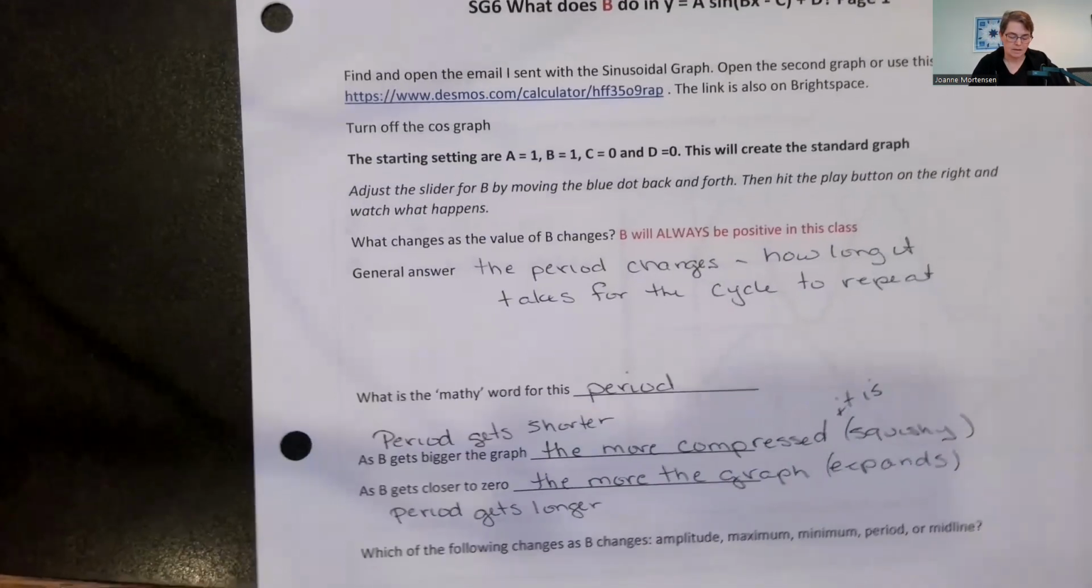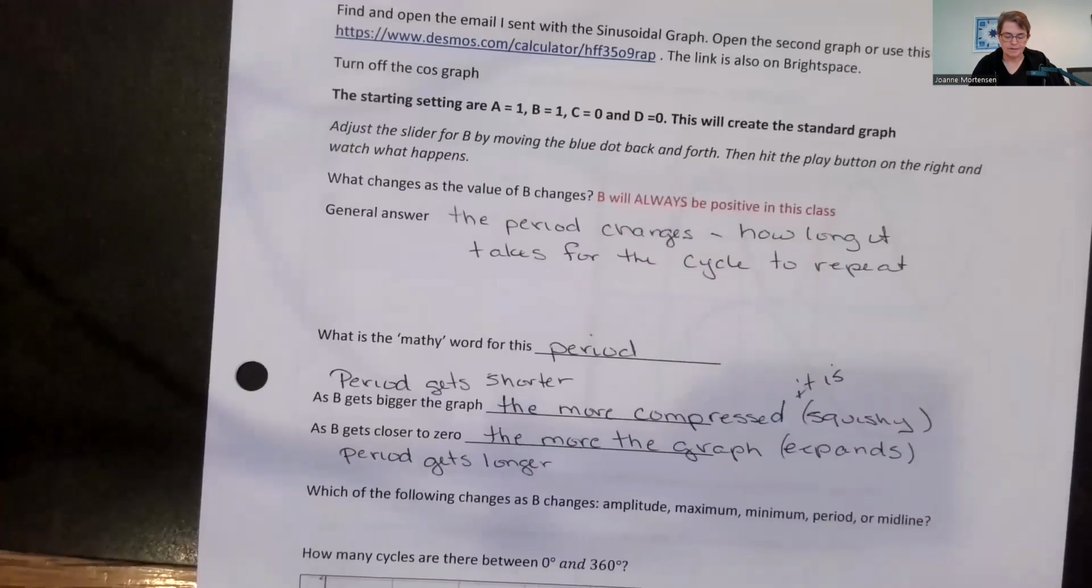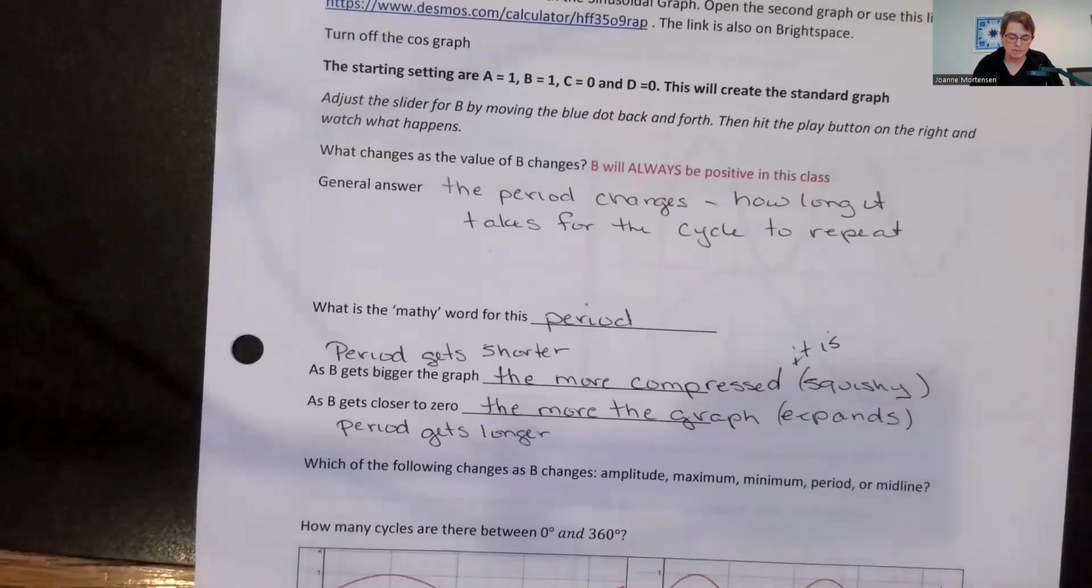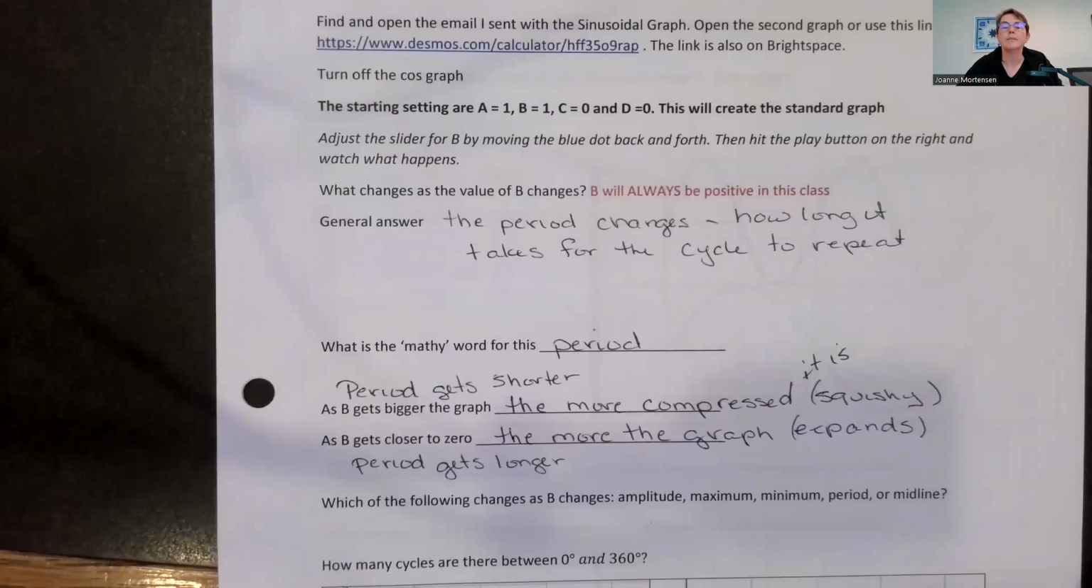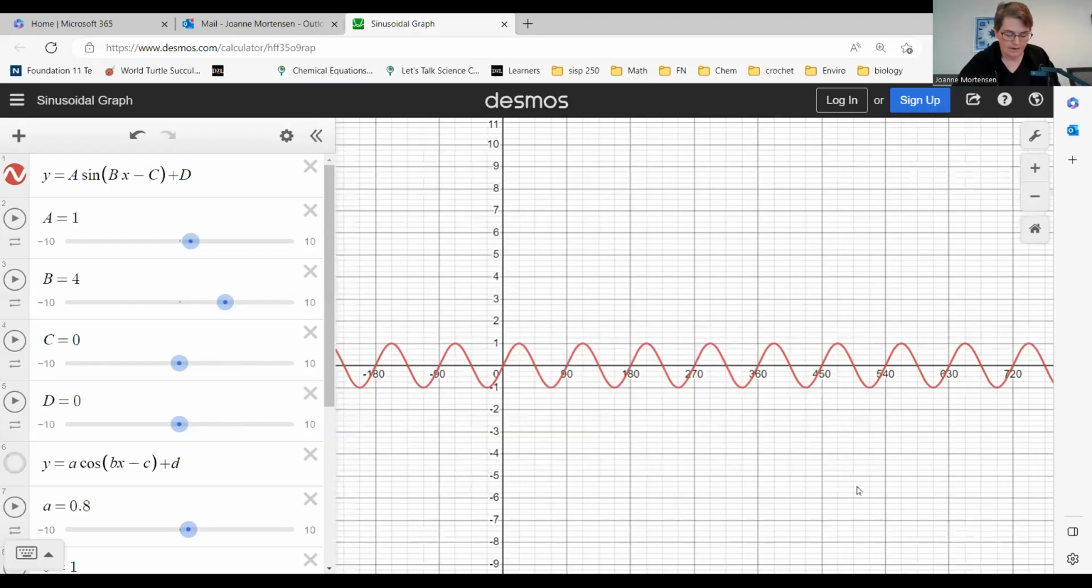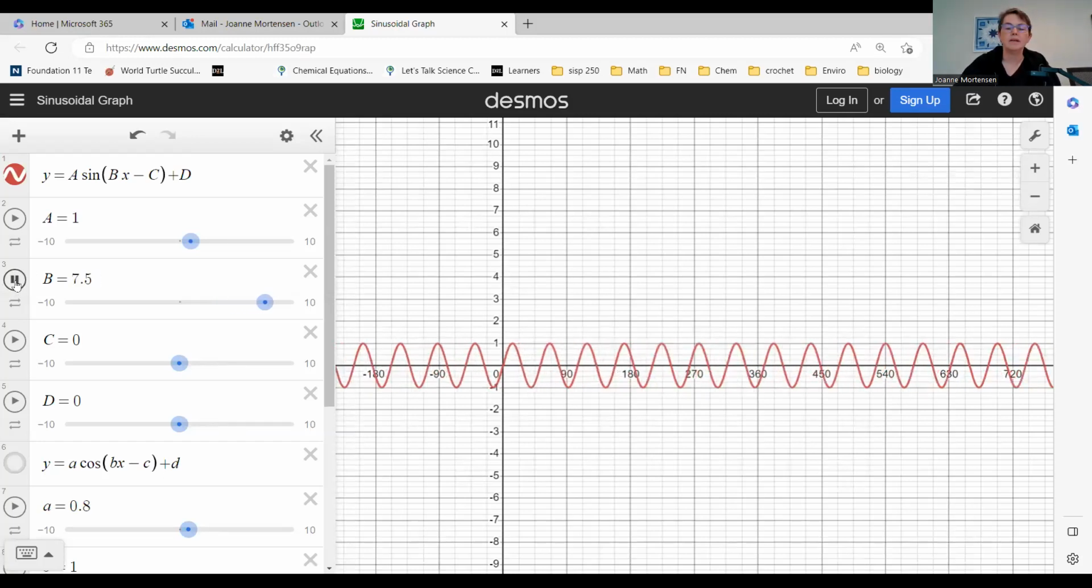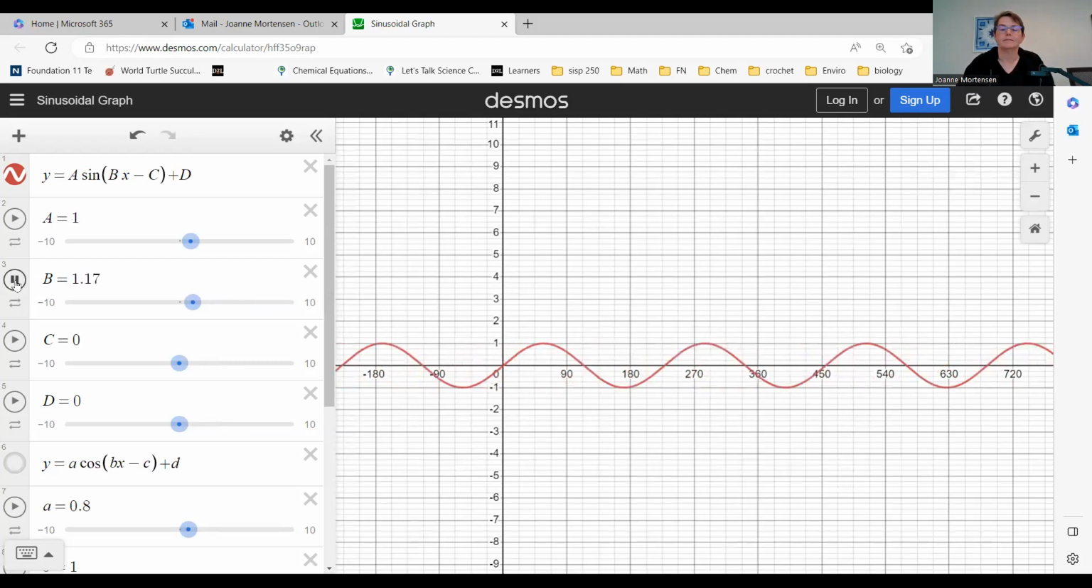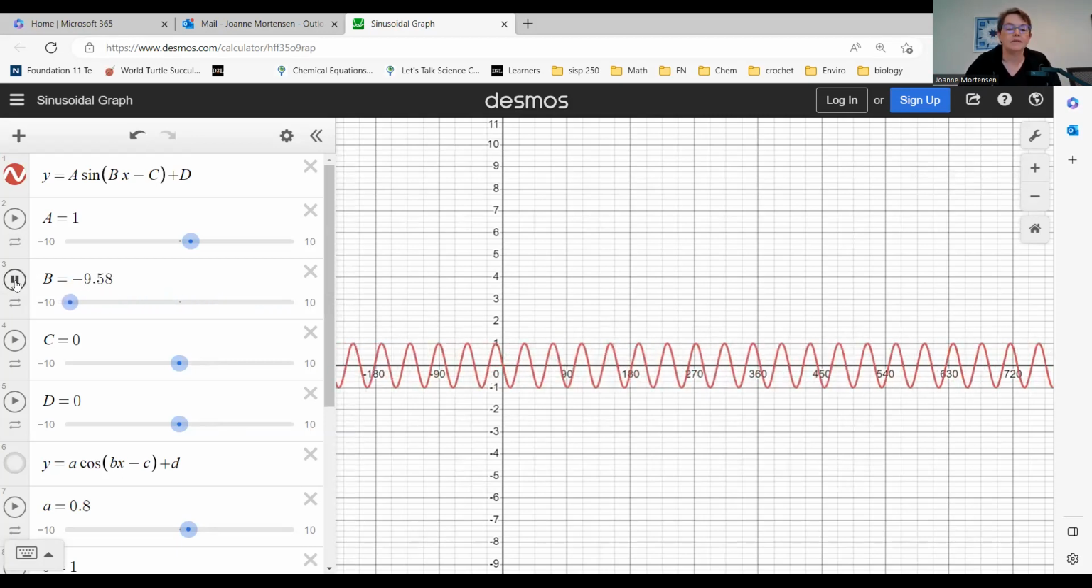Okay. So let's look at which, and I need the picture again. So we're going to look at amplitude, max, min, period, and midline. I think you already know the answer to that, but let's prove it. There we go. All right, so here, I'm going to turn this part on. Turn on the camera. Look at it go. Oh, it went negative.